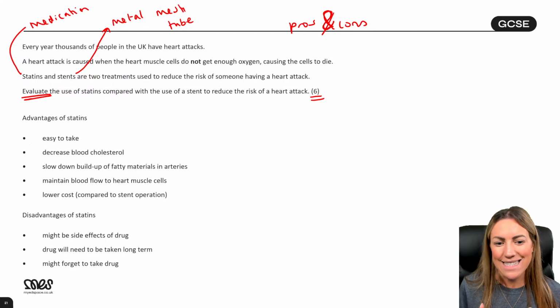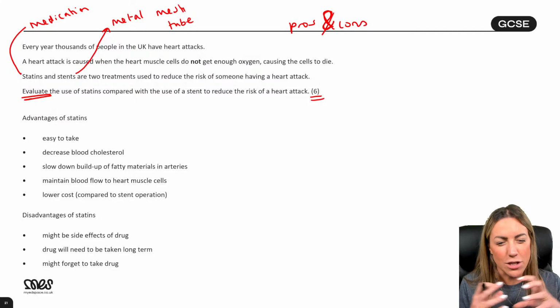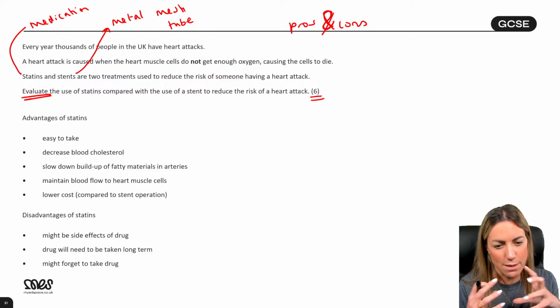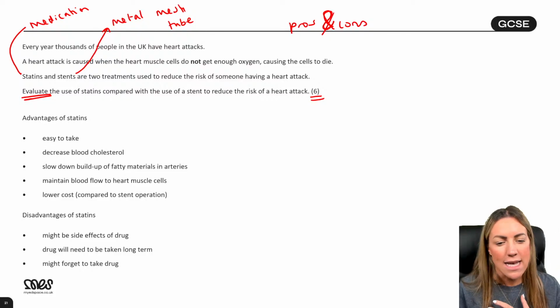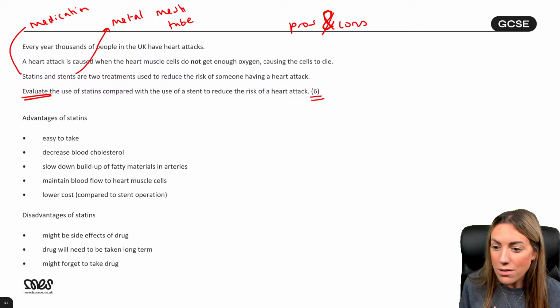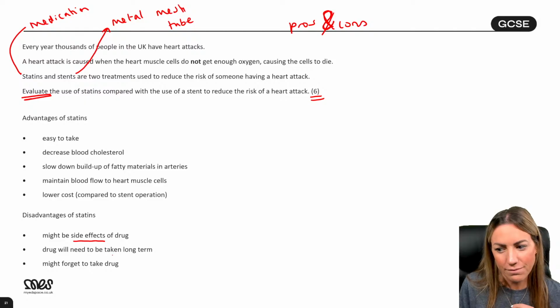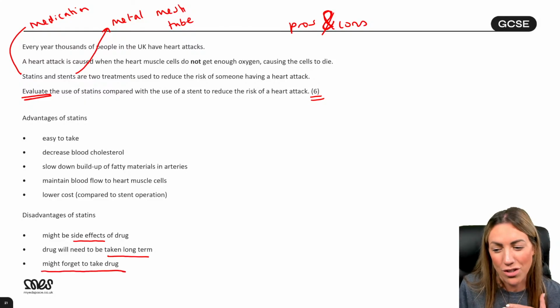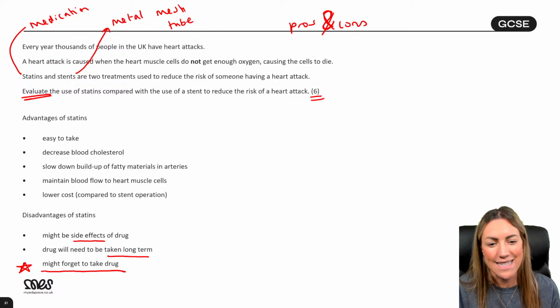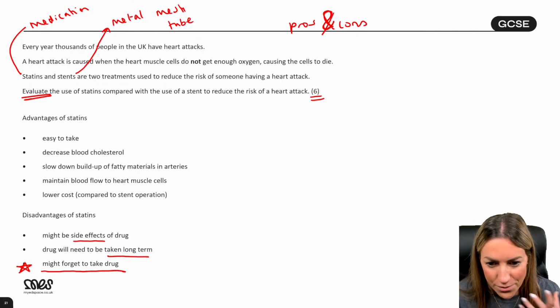But for statins, it's just a tablet, right? So it's easy to take. It lowers the blood cholesterol. It means that you don't get a buildup of fatty deposits in the arteries. That means that your heart will keep getting blood. It's a lower cost, but all drugs have side effects. You'd have to take the drug long term. You might forget to take the drug. That's a really easy one to remember, isn't it? For any tablet that you're taking daily, you might forget to take the drug.